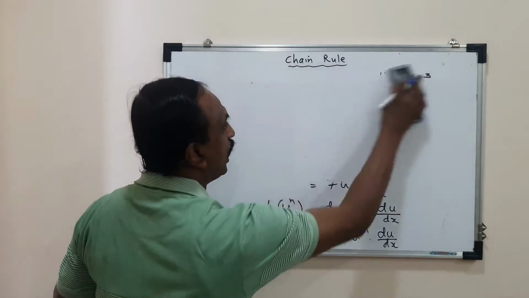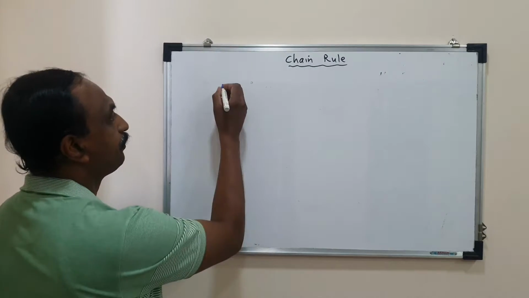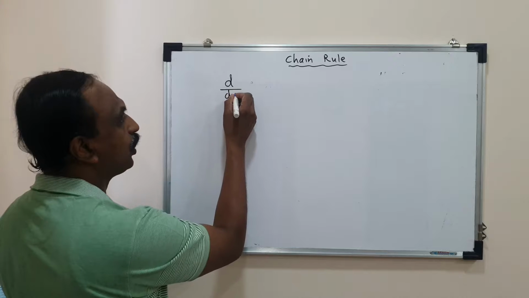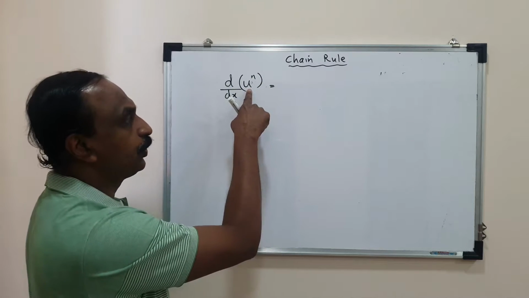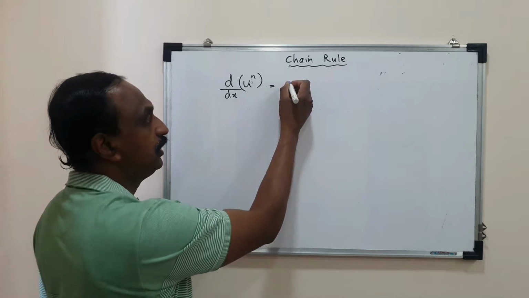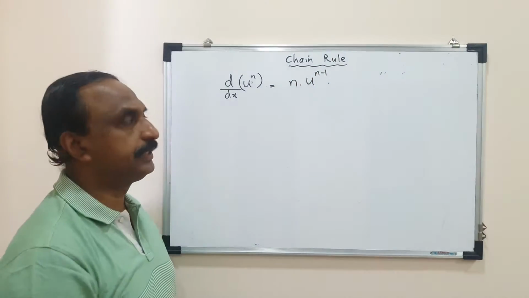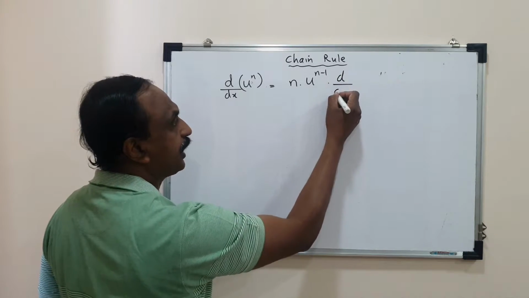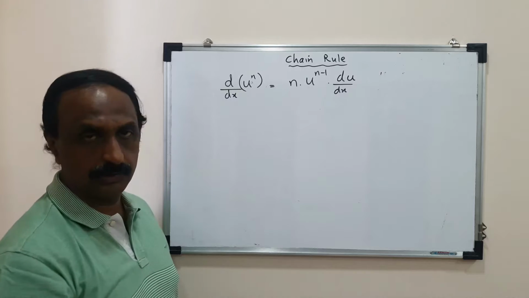So my aim now is to train you in this formula. I'm writing the formula once again. d by dx of u raised to n is, first differentiate u raised to n with respect to u, that is n u raised to n minus 1. Don't stop with that. Again, differentiate u once more. u stands for the base.